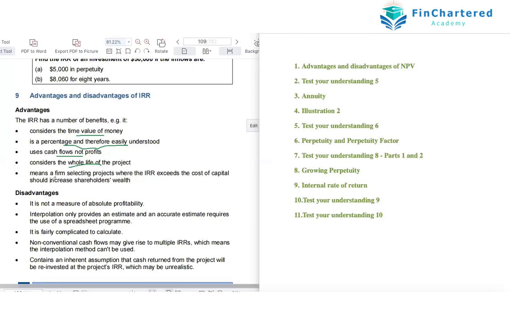And obviously, this is just common sense, which I told you. If the cost of capital is less than the IRR, it means that you are going to get a positive NPV, thereby helping to increase the wealth of the shareholder. But again, the drawback is that it is complex.